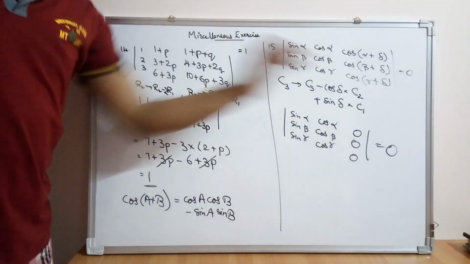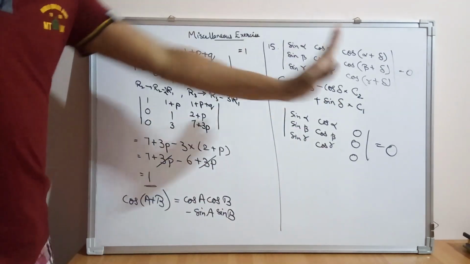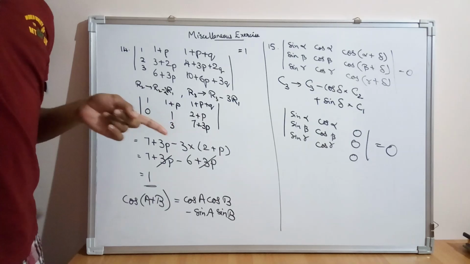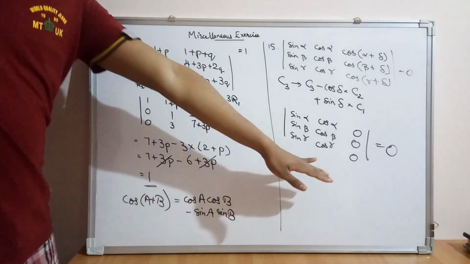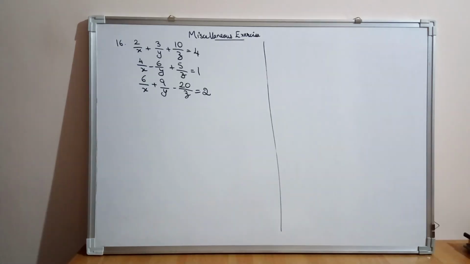So similarly about the other rows also. So you are going to get 0, 0, 0. If a particular row or a column is equal to 0, the whole determinant is 0. That's all about the 15th question. Next we'll move on to the 16th. Okay, moving on to the 16th question now.